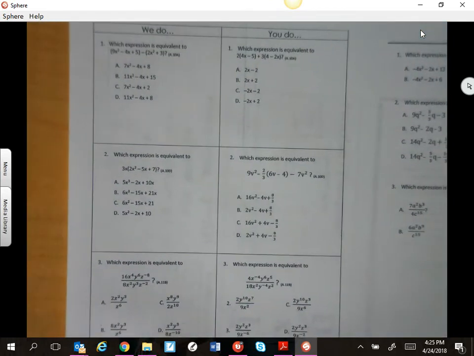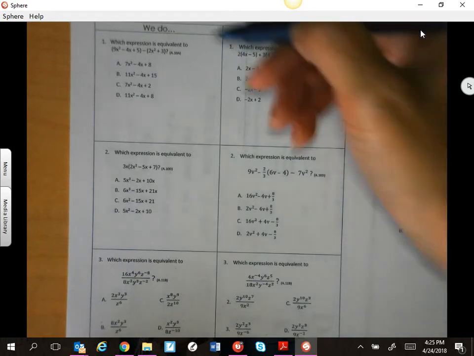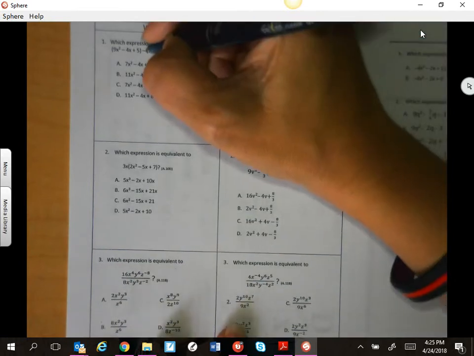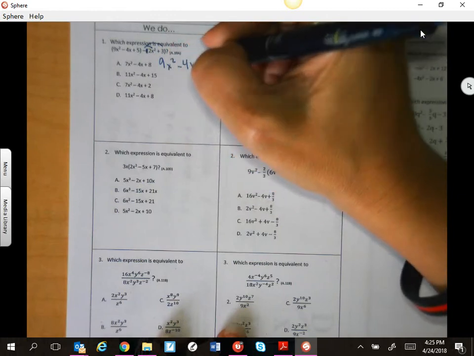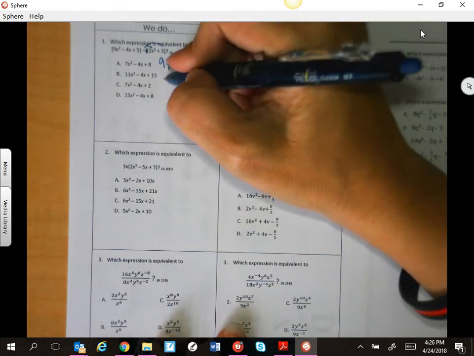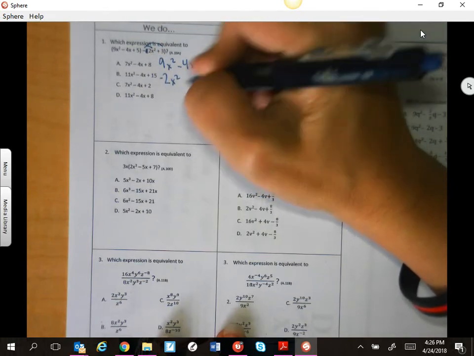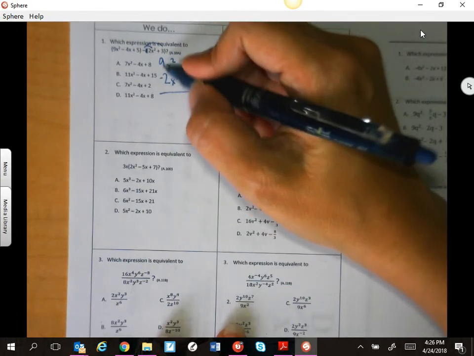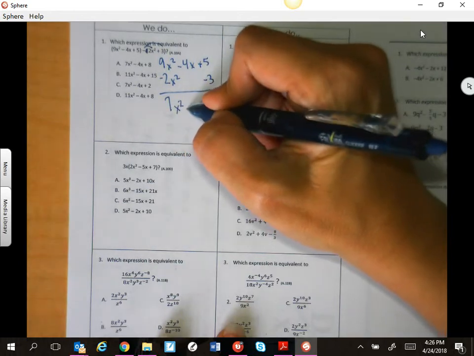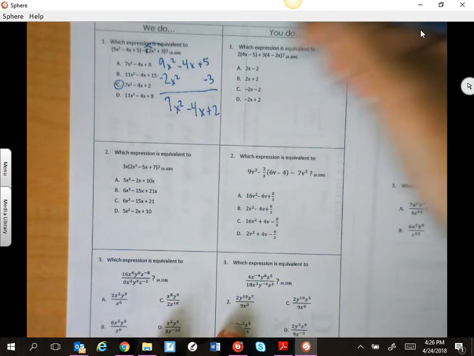Which expression is equivalent to 9x squared? Minus, so remember this is a negative 1. So I'm going to write them vertically. So a negative 1 times 2x is a negative 2x squared, and a negative 1 times 3 is a negative 3. So notice I don't have an x here. These are like terms, so I'm just looking at my coefficients. 7x squared minus 4x plus 2 is C.